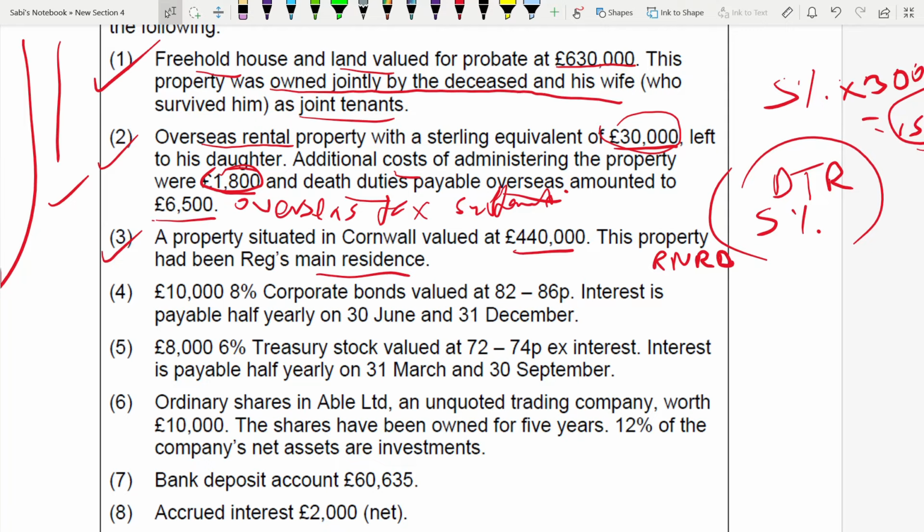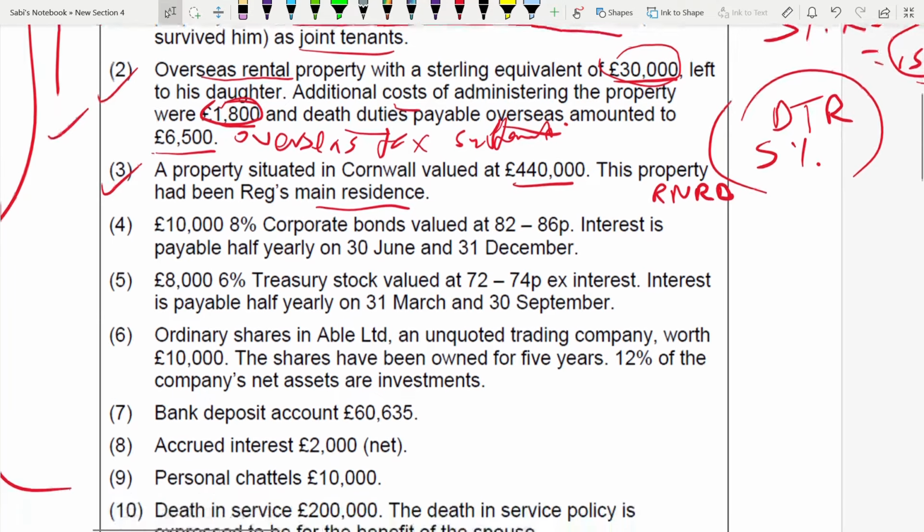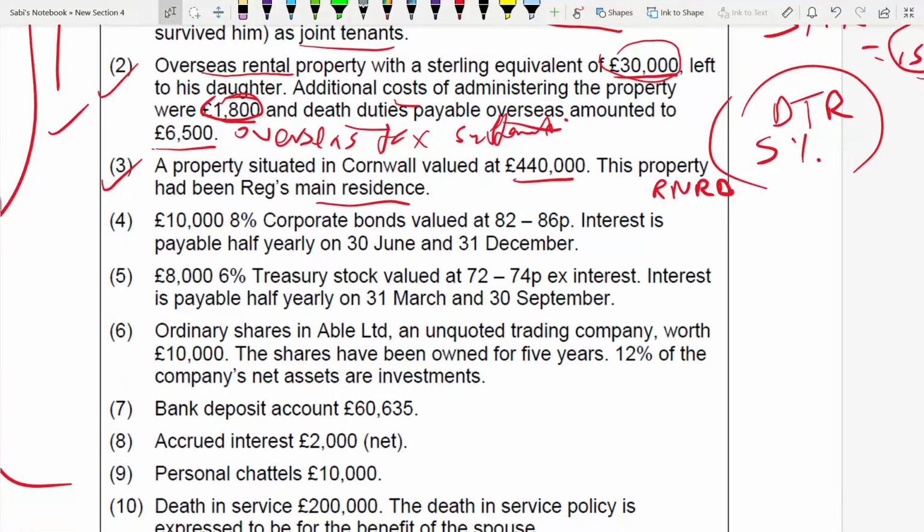Fourth one. Now, this is what you have studied in lecture 14 actually, specific valuation for quoted shares and quoted securities. So this is 10,000 of 8% corporate bond. This is a quoted security. It's a bond. 82 to 86. Low price is 82, high price is 86. Interest is payable half yearly on 30th June. That means for 6 months. Remember, you have to include the next interest.